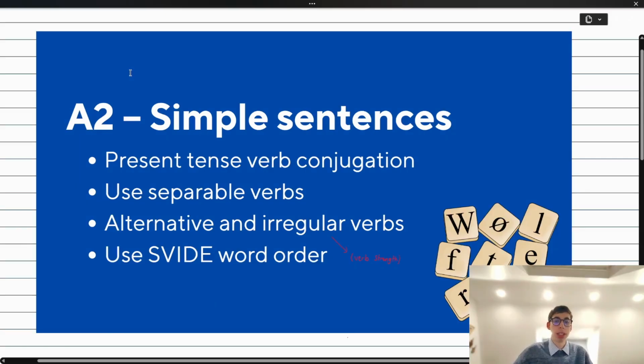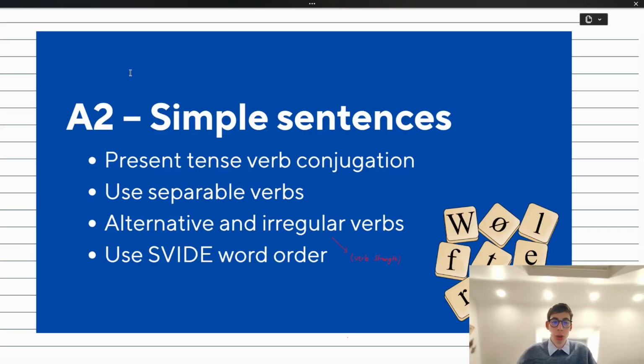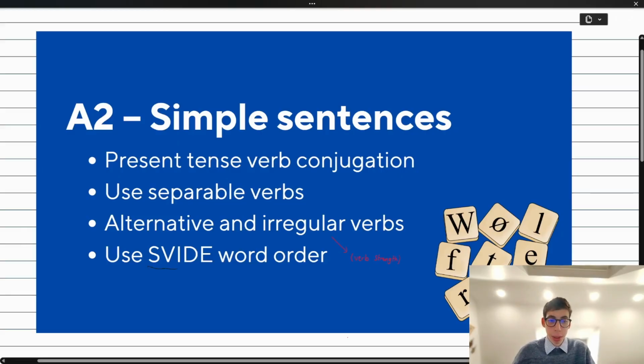A2 is forming simple sentences, which was too long to fit in that width. So today is all about subjects, verbs and objects, and how we're going to put sentences together from their constituent parts. And the constituent parts are SVIDE, but we'll get to that in a little moment.